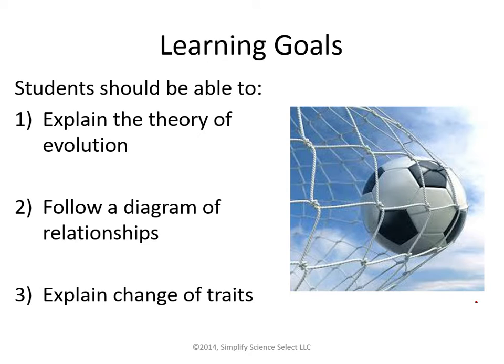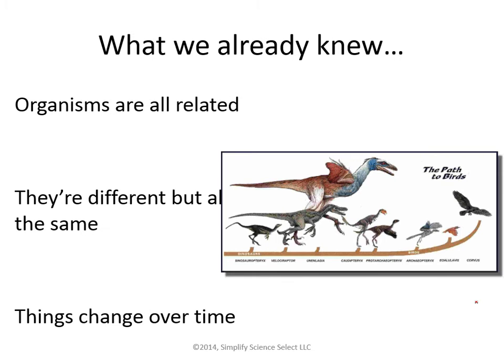Our learning goals: explain the theory of evolution, follow a diagram of relationships, and explain the change of traits. What we already know: organisms are all related. We know they're different, but also the same, and we also know that things change over time.